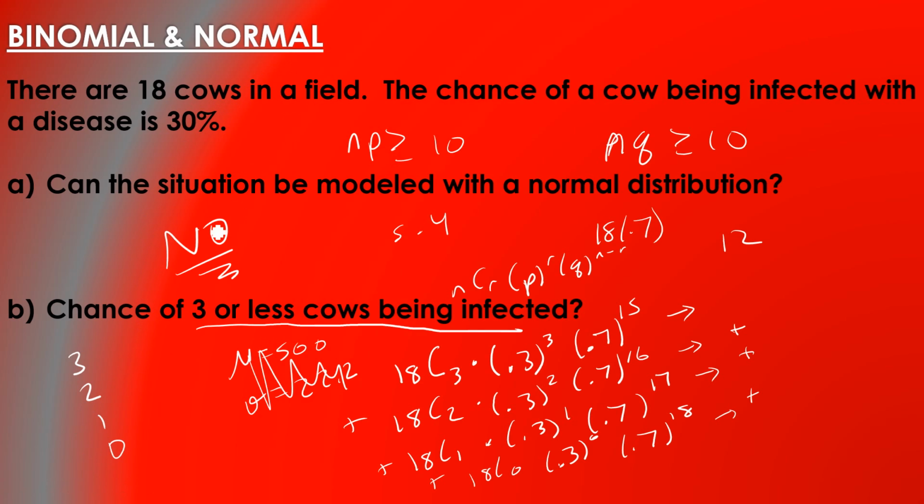Okay, this wraps up our section on the binomial probability and approximating it with the normal distribution. Too bad all my numbers were screwy, but that's okay. Same idea.